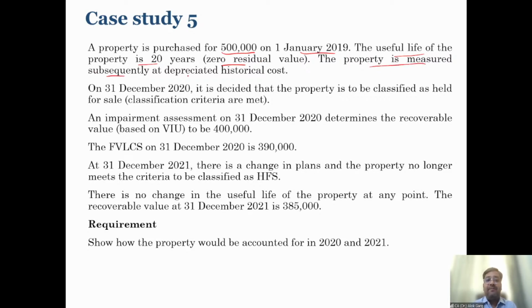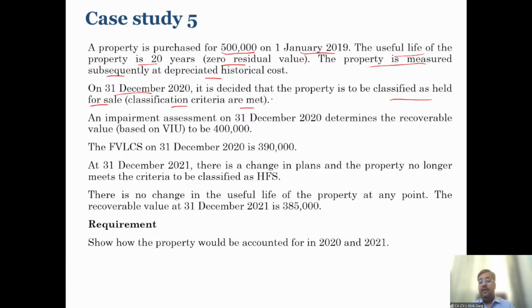The property is measured subsequently at depreciated historical cost, means cost model. Means under Ind AS 16, the entity has used cost model. On 31st December 20, it means after 2 years, since 1st Jan 19 the company purchased the property. It is decided that the property is to be classified as held for sale. Classification criteria are met. An impairment assessment on 31st December 2020.